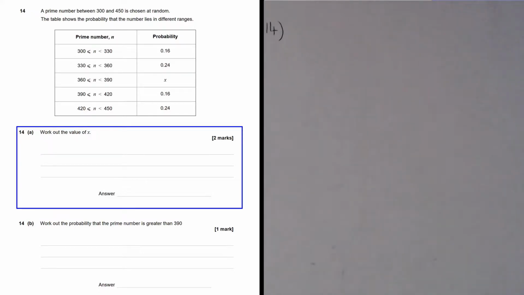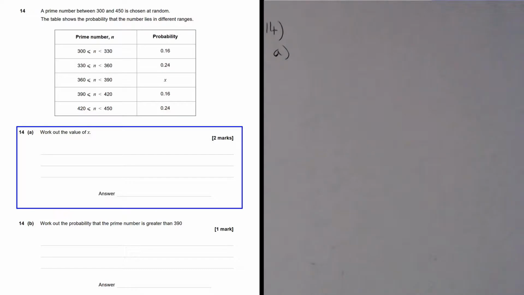In part A, we are asked to work out the value of x. Well, we are given all the probabilities on the right-hand side, and remember, the probabilities must add up to 1. How do we know that they add up to 1? Well, the prime number is between 300 and 450, and the table covers all possible ranges between 300 and 450. Therefore, the probability that the prime number is between 300 and 450 is obviously 1, because we are told that it's between 300 and 450.